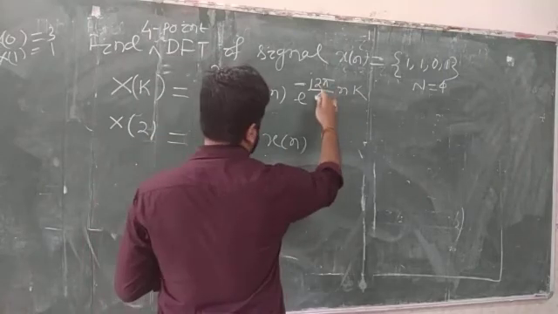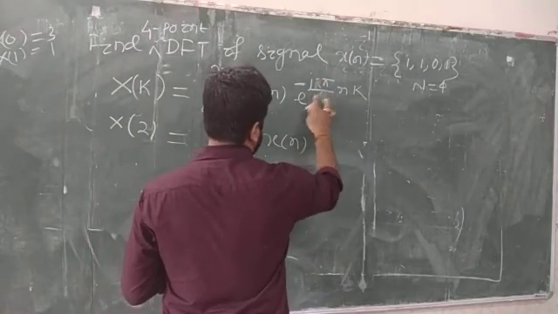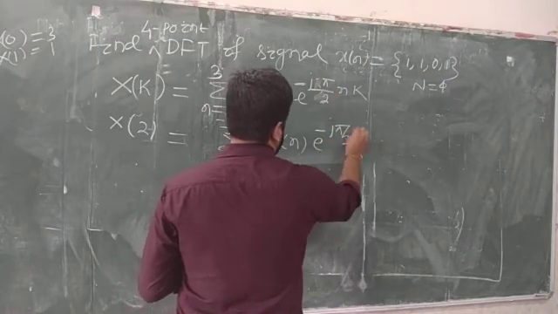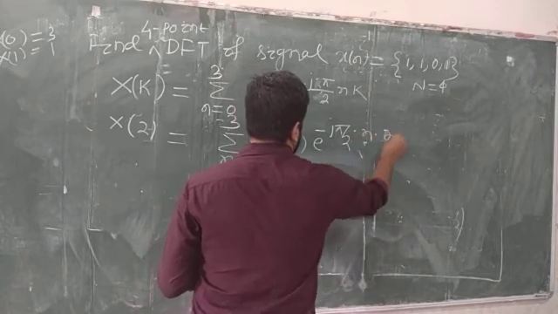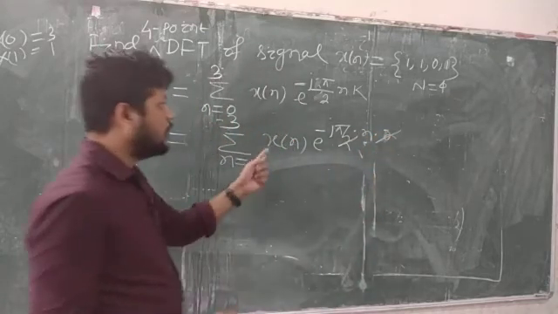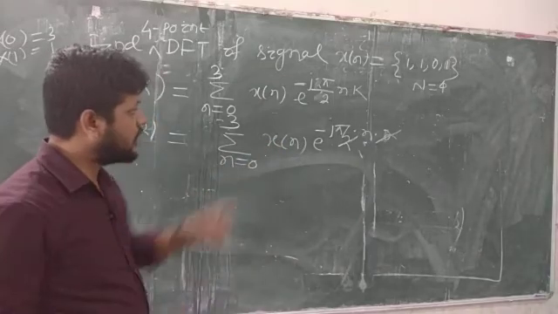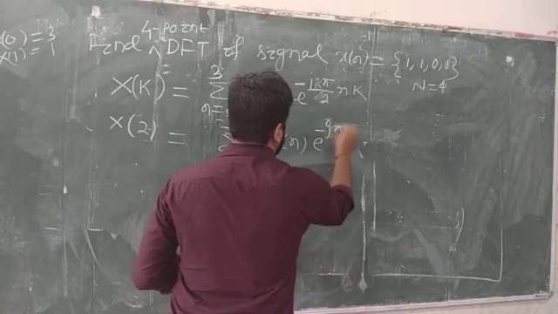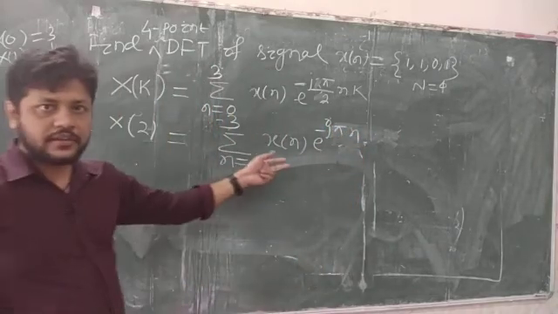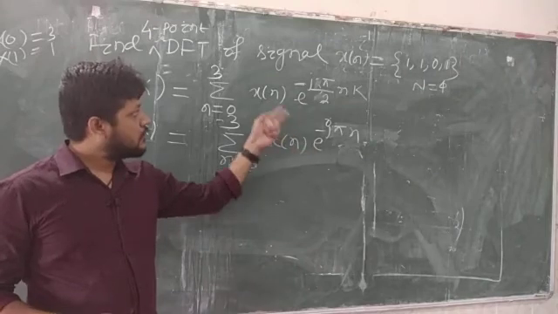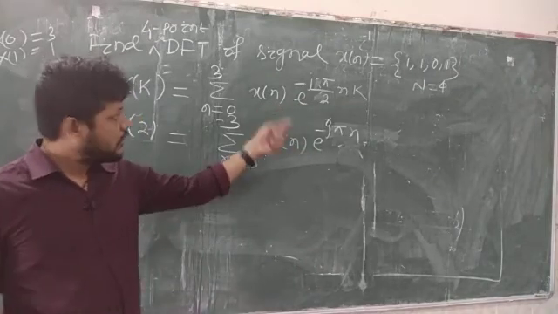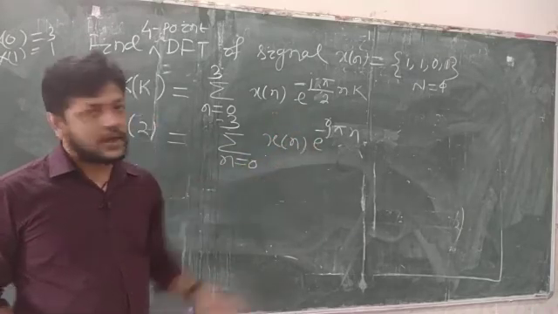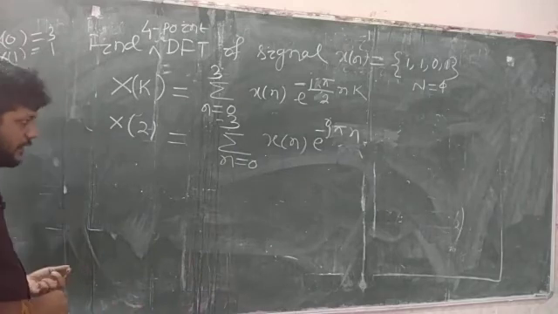So here we can see this 2 and this 2 cancel out, this is pi by 2. So e to the power minus j pi by 2 into n into k value 2. So these 2 and these 2 will cancel out. So we have the whole product as e to the power minus j pi n. So you can write directly e to the power minus j pi n. So how did I find this? You can see, in place of k we have to put 2. So the numerator 2 and denominator 2 cancel out, and we have remaining e to the power minus j pi n.